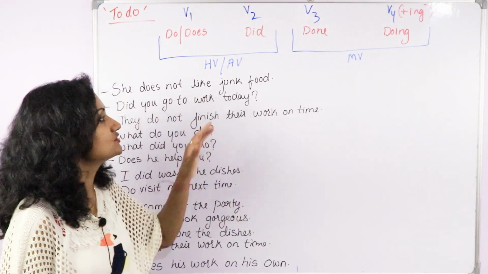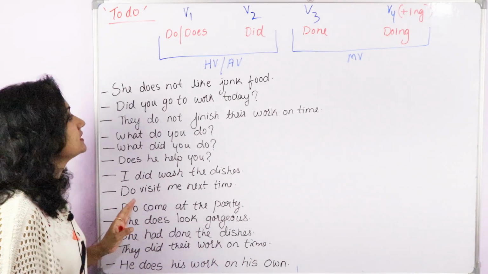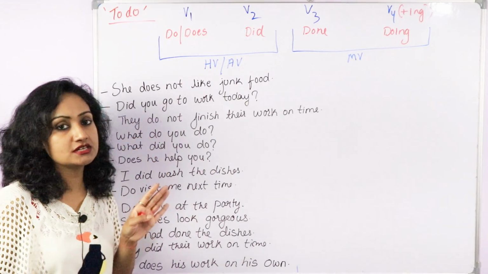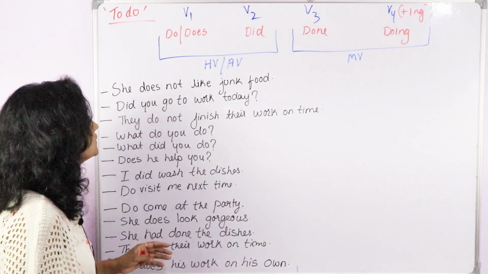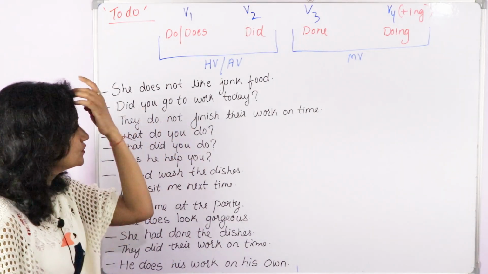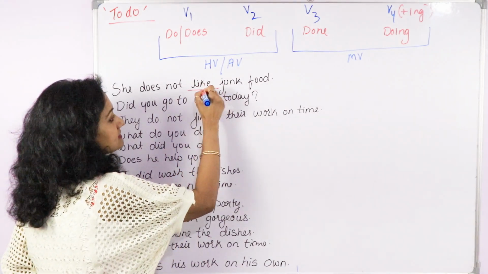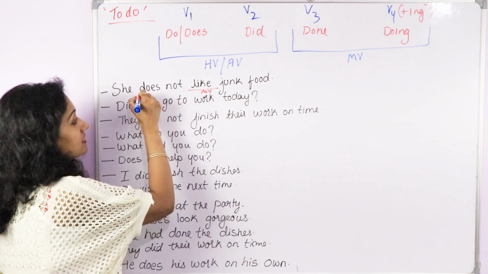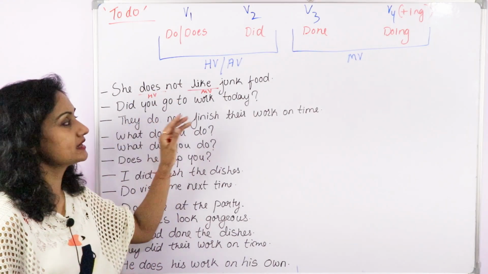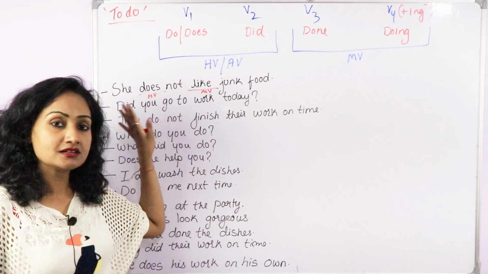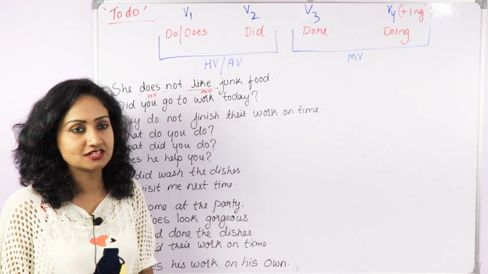She does not like junk food. So here I have used does because with he, she, it, singular third person, we use does, not do. So she does not like junk food. This is simple present tense. Main verb is like, this is the main verb, and here does is a helping verb. She does not like junk food. So here does has helped the main verb to make a negative sentence.